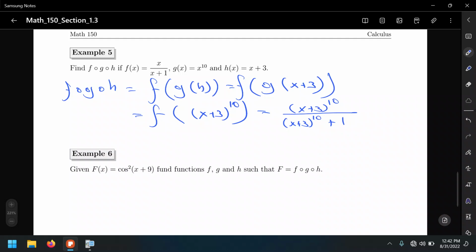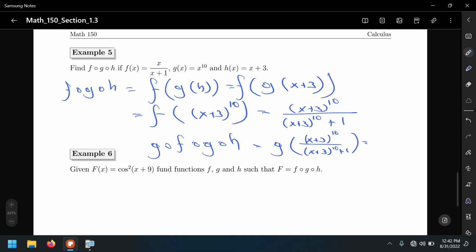Of course, we can even make it more interesting by adding one more. What about g bubble f bubble g bubble h? Well, we already did the composition of these three, so we don't have to do the whole thing. So that'll be g evaluated at this, x plus 3 again, over x plus 3 to the 10th plus 1.